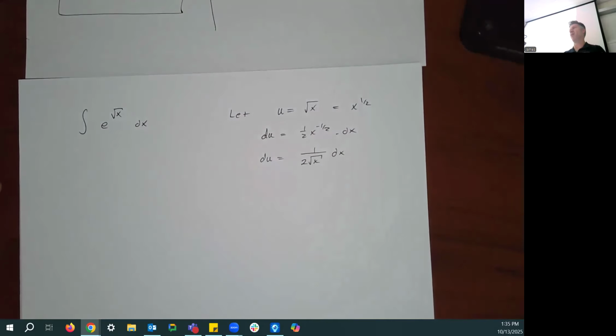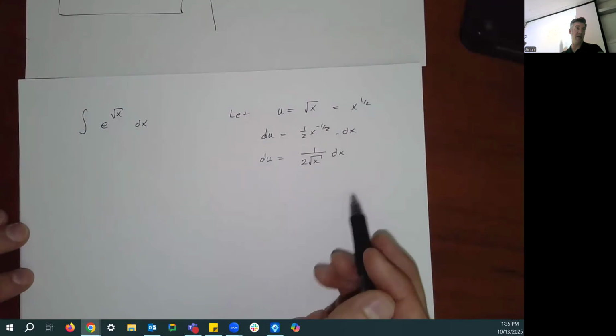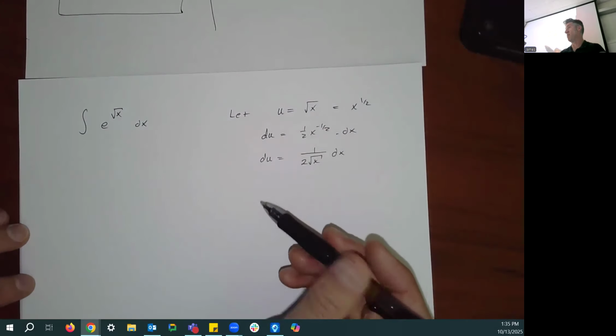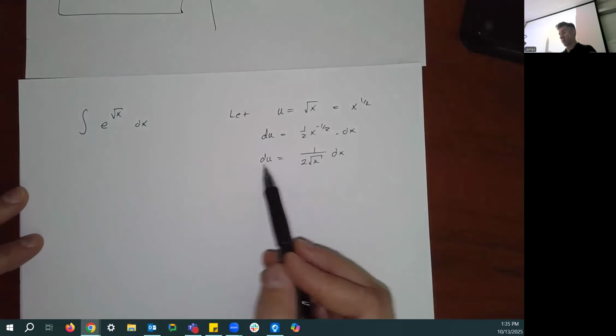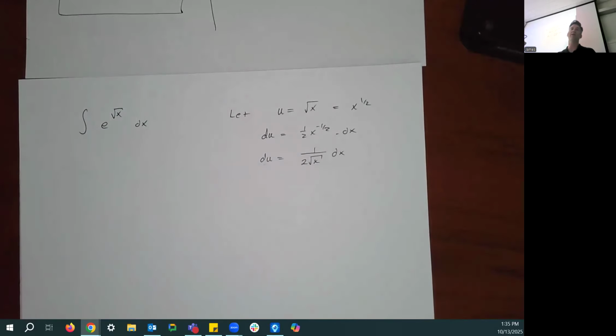That doesn't really help me though. I don't have a 1/2 times the square root of x times dx, or even a 1/root x times dx. So the problem with this u substitution is I'm missing kind of a key ingredient. I'm missing the dx du relationship. I'm not really missing it. It's that the thing du is equal to isn't in my integral, and I don't know how to make it be in there.